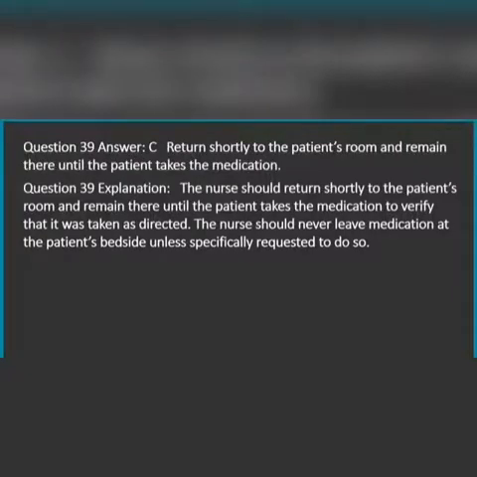Question 39. Explanation: the nurse should return shortly to the patient's room and remain there until the patient takes the medication to verify that it was taken as directed. The nurse should never leave medication at the patient's bedside unless specifically requested to do so.